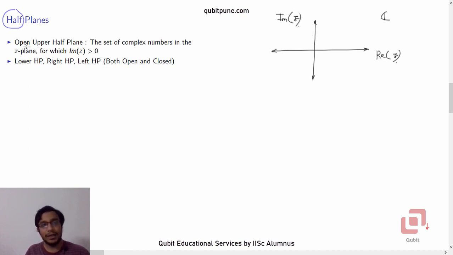Now we define the open upper half plane to be the set of all those complex numbers in the z plane for which the imaginary part is greater than 0. The name upper comes from the fact that this particular region lies above the x-axis or the real axis. And because it is an open plane, we don't include the imaginary part equal to 0 line, that is the real axis or the x-axis. So the open upper half plane is this.